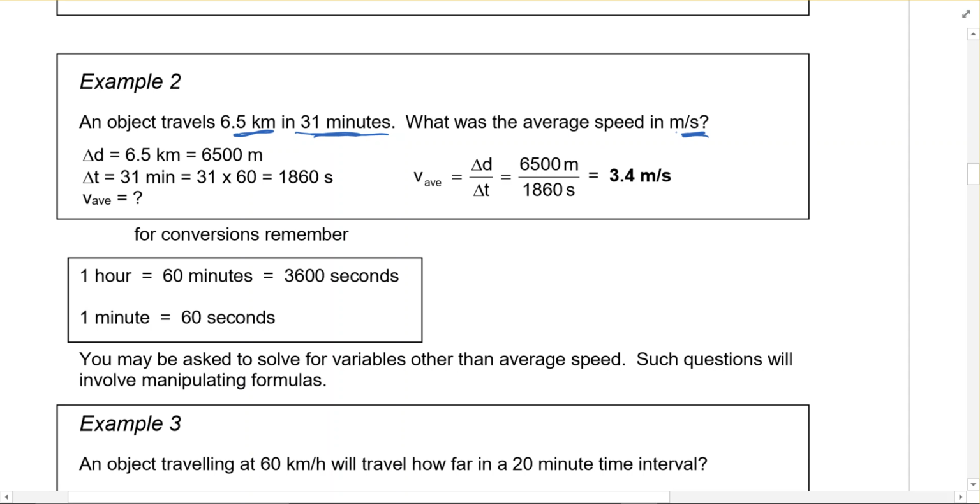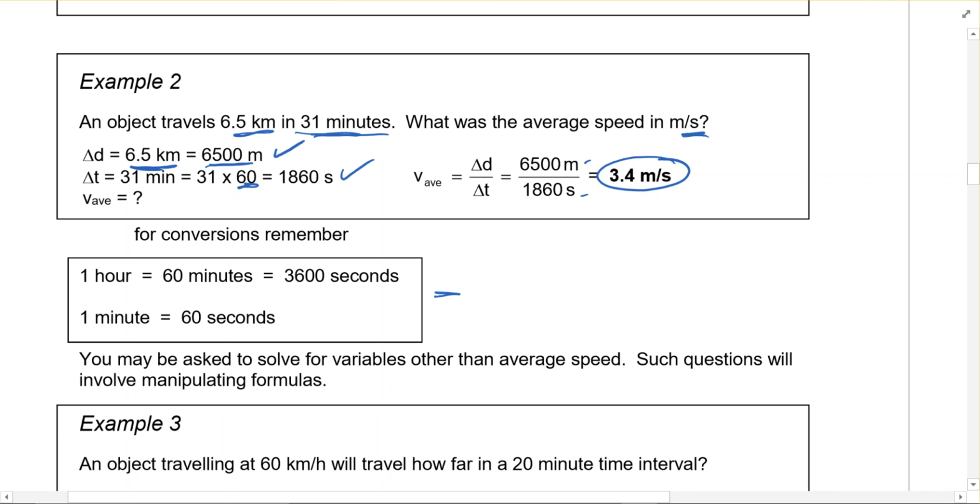So what we're going to do first is I'm going to have my change in distance. I've got 6.5 kilometers. That is 6,500 meters. So we're good for meters right now. 31 minutes. Well, I know that there are 60 seconds in 1 minute, so it's just going to be 31 times 60. So it's going to be 1,860 seconds. Now that we've got that, meters and seconds, we can put it into our formula. We've got meters over seconds. Just divide the two, and you end up with 3.4 meters per second.